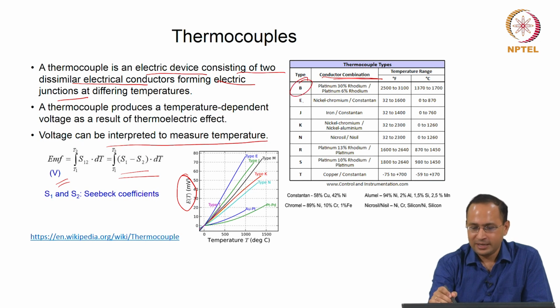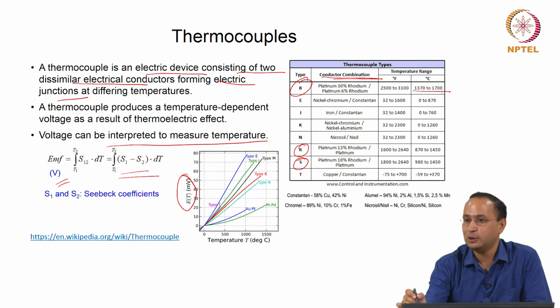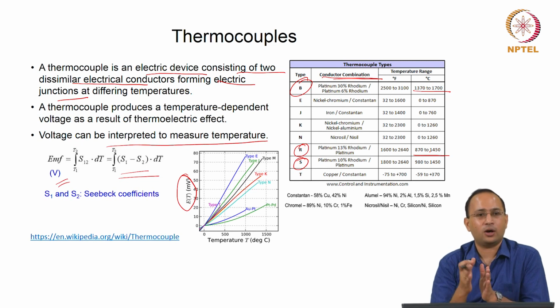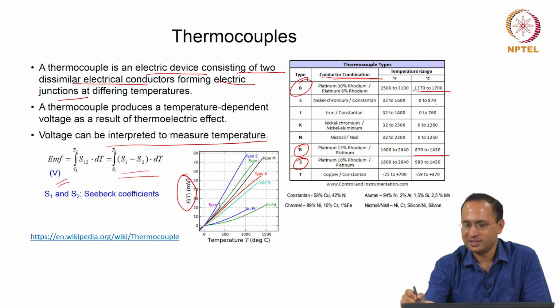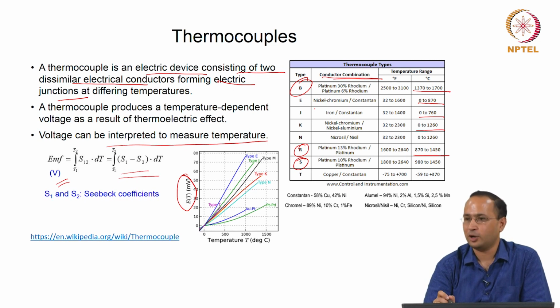Also, let us look at the BRS for an example. BRS are commonly used for high temperature measurement. You see the temperature range used for type BRS, you are talking about 1370 to 1700 degrees Celsius, for B 870 to 1450 degrees Celsius, quite high. So, this is the temperature range if you want to use these types. It depends on your requirement, what kind of temperatures you want to measure. If you want to measure low temperatures, then you can use type E, J, for an example, right. So, it is very important.